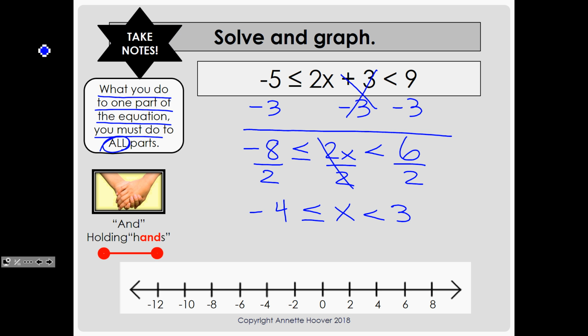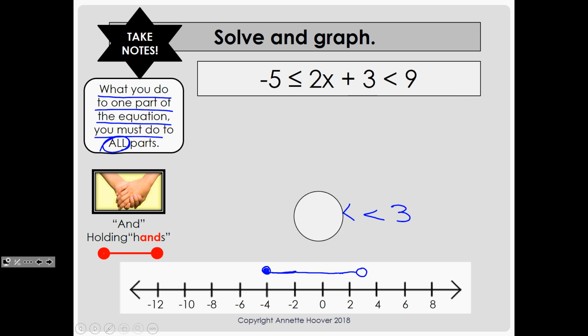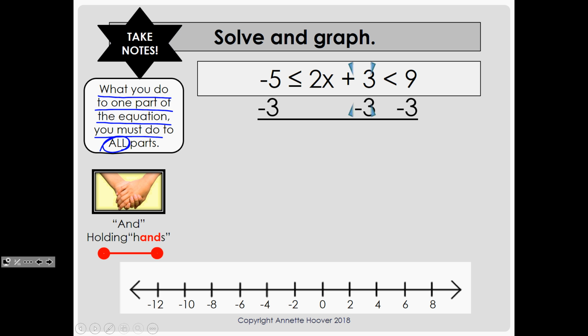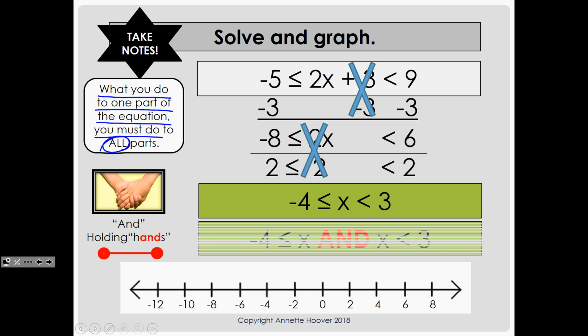So when we graph this, we know we're going to go to negative 4 with a colored in dot, and we go to 3 with a circle dot. Since it's greater than negative 4 and less than 3, we see that the 2 dots are going to hold hands. That means the solution lies everywhere negative 4 and all of the points between those 2 numbers. And is holding hands. The lines come together.